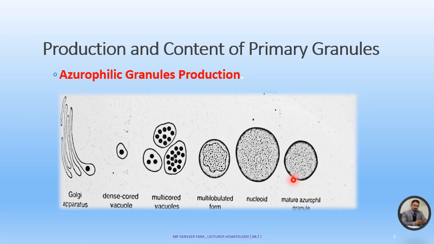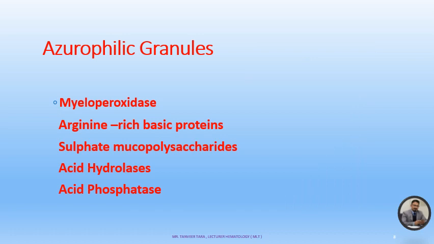As a result of this whole process: first, the Golgi apparatus creates a spherule, and then a dense cored vacuole is pinched off, then it produces a multi-cored vacuole and a multi-lobed form, then the vacuole disappears, and here we have mature azurophilic granules. Now, which types of granules are formed? Generally we have myeloperoxidase, arginine-rich basic protein, sulfated mucopolysaccharide, acid hydrolase, and acid phosphatase. Myeloperoxidase is an enzyme that is present only in primary granules, and hence is used as an enzymatic marker to distinguish these granules from secondary granules.